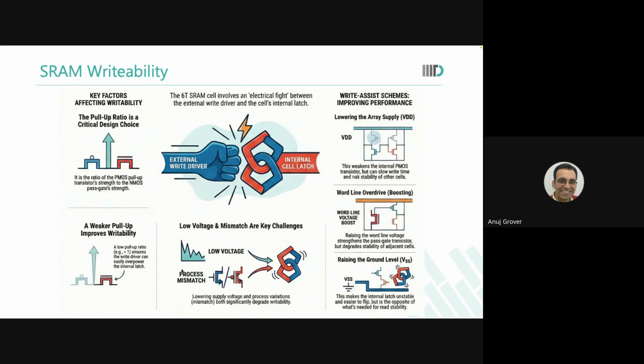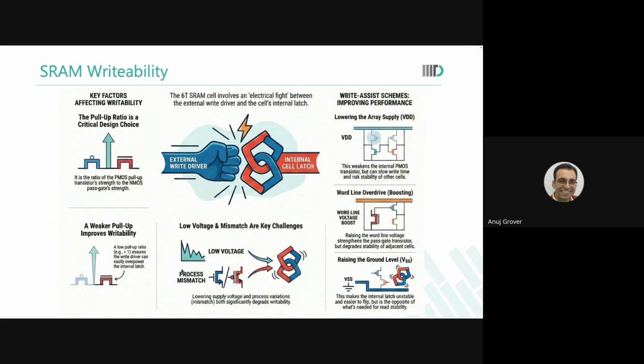Okay. What else could you do? There we said we will increase the array supply to gain stability and improve read speed. Here we can lower the array supply to improve writability, make the pull-up weaker. Write speed will still go for a toss. Are you with me? When I do that, write speed will still go for a toss, but we can do it. Third thing we discussed was raising the ground level.